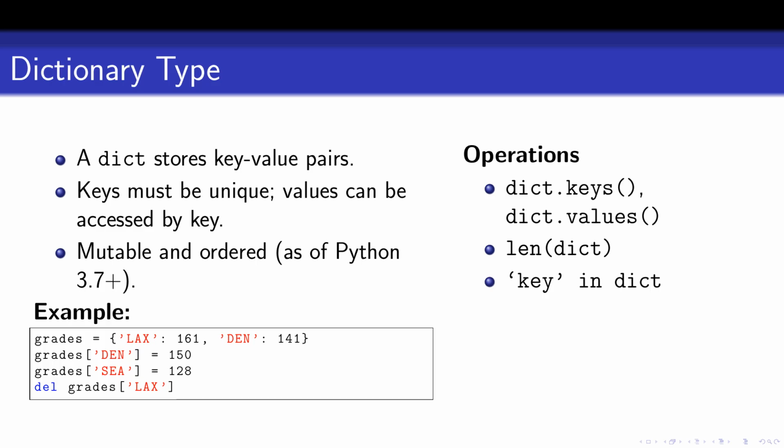For example, grades['LAX'] might return the test score for a specific airport code. You can update values, add new key-value pairs, or remove items using the del statement. Useful methods include keys to get all keys, values to get all values, and key in dict to check for the existence of a key. Dictionaries are ideal when you need fast lookups, structured data, or labeled associations, making them common in real-world data processing.